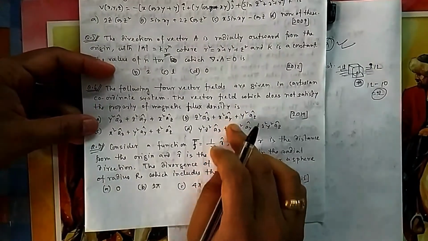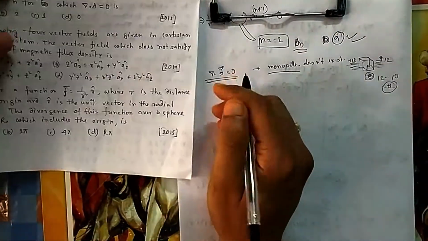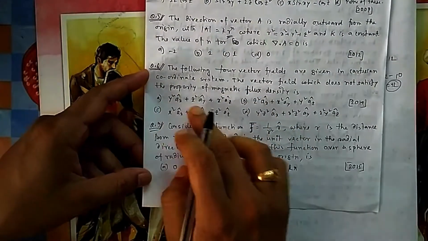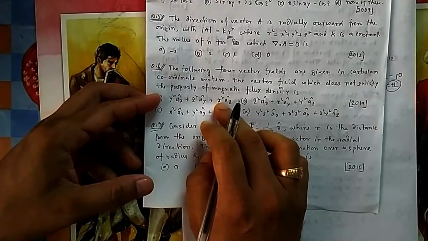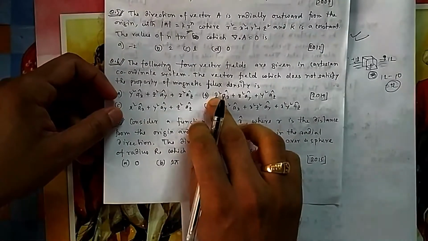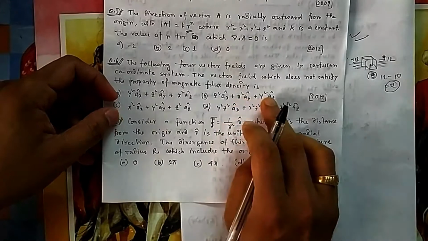So you see which one will be 0 if you dot it with nabla. What was nabla? Del/del x, del/del y, del/del z. What is the question? Which does not satisfy? If you differentiate with respect to x it is 0, with y it is 0, with z it is 0. So A is satisfying, but A cannot be the answer. Which one is not? B: differentiating with x, 0; y, 0; z, 0. So B is also satisfying.